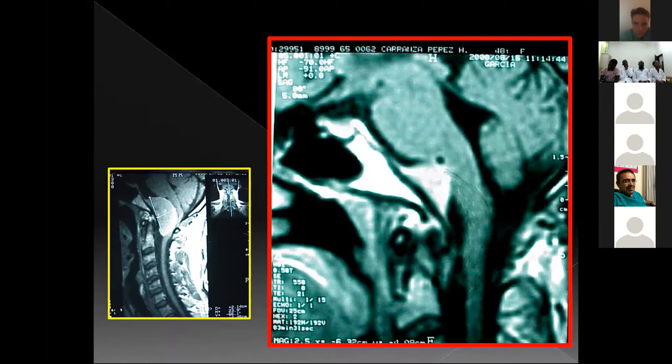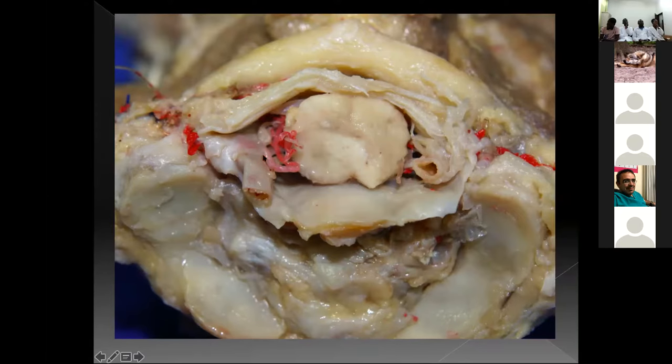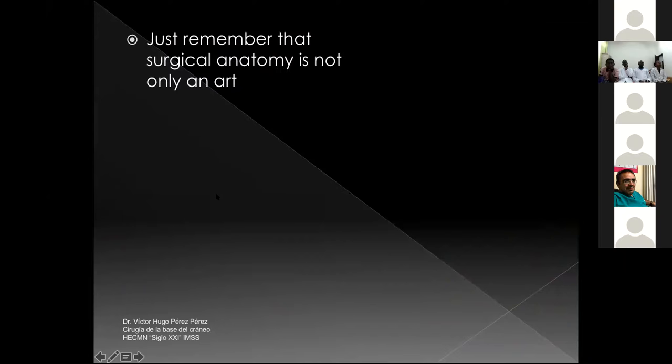So it's very important not to remove all the tumor if you are not sure that you are avoiding lesion to the lower cranial nerves. This is another axial view in which we can see the medulla, the vertebral artery, and this posterior spinal artery. This is the arch of the atlas. A closer view to see the posterior spinal artery.